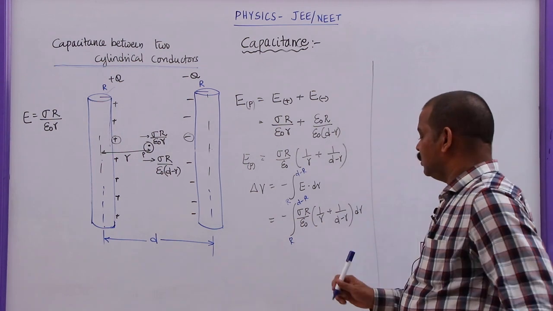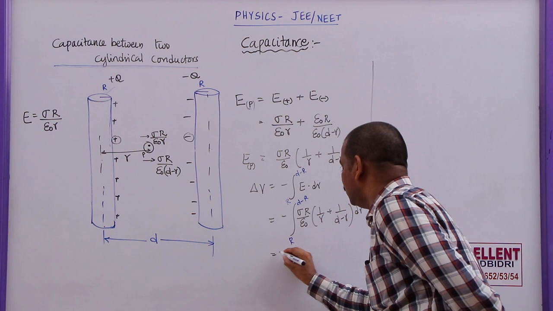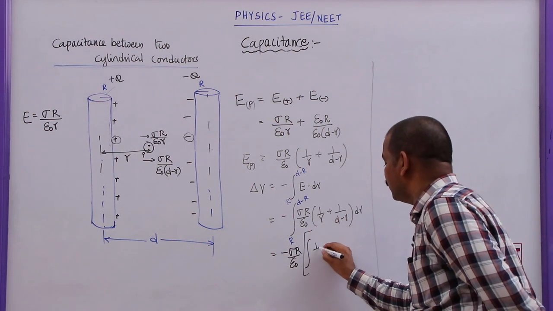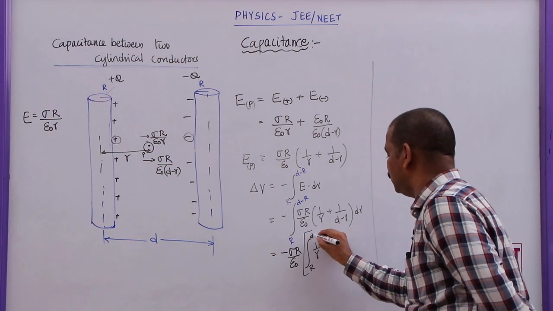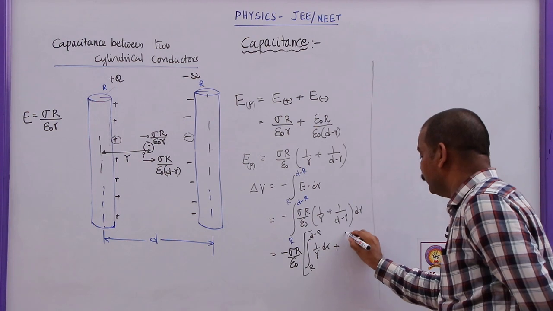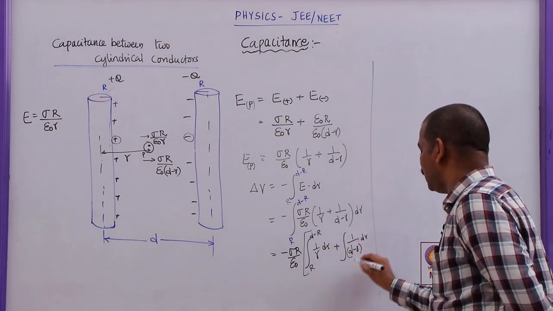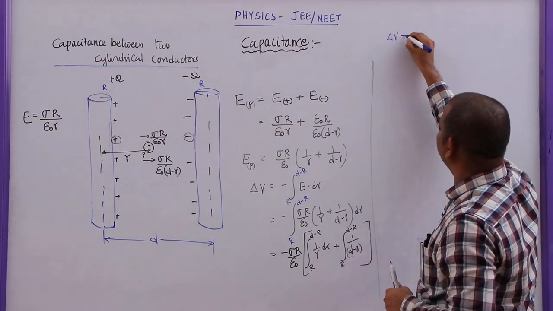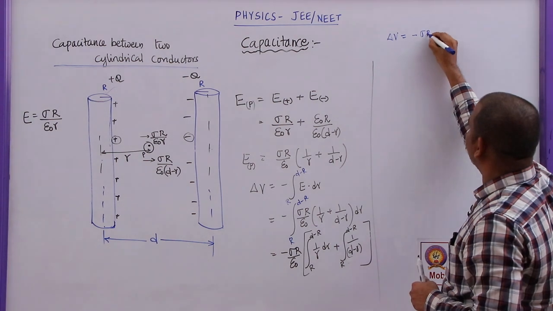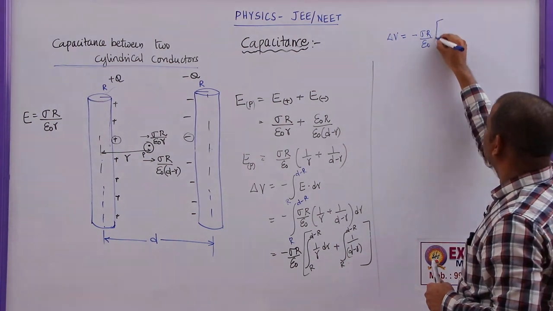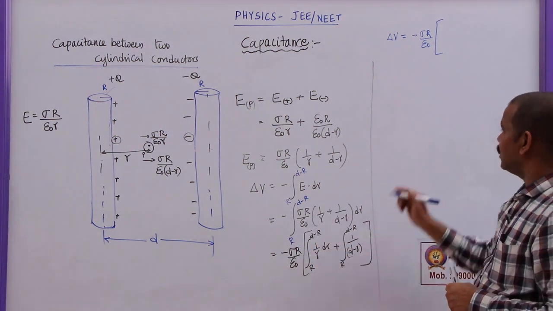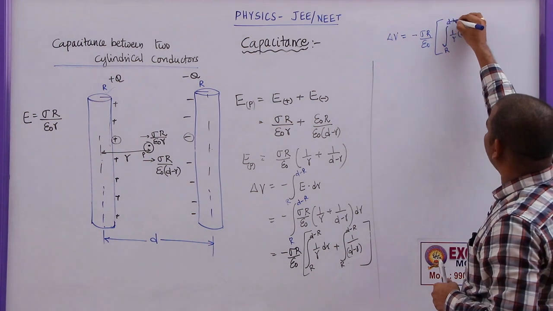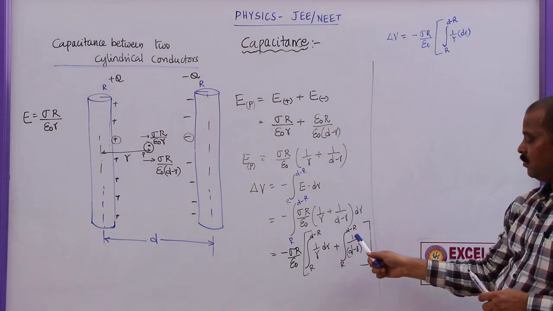Now, I need to integrate this one. So, in the integration, this will be minus sigma R by epsilon naught, which is common, integral of 1 by r dr with limits R to d minus R. Similarly, the other term is integral of 1 by d minus r dr with limits R to d minus R. Here, the potential difference is delta V equals minus sigma R by epsilon naught times the first term, integral 1 by r dr with limits R to d minus R. But what about this 1 by d minus r?